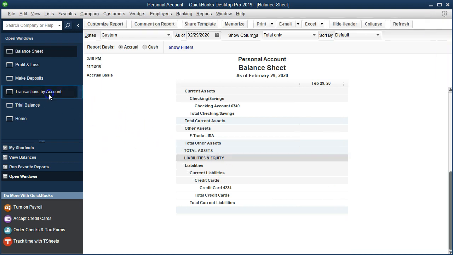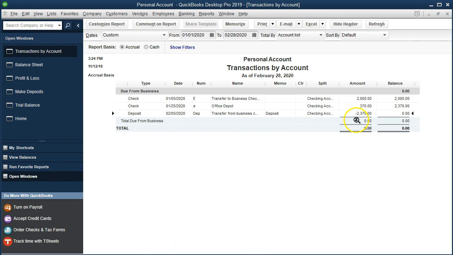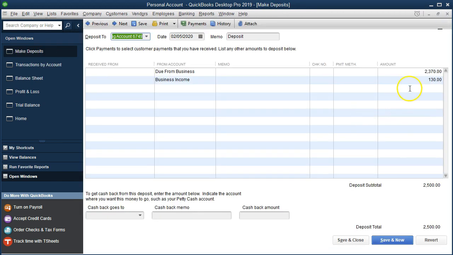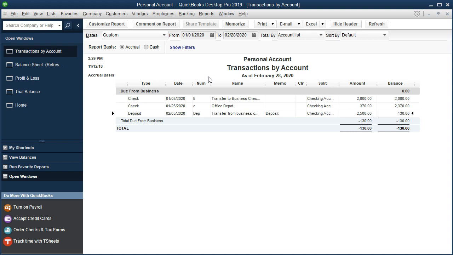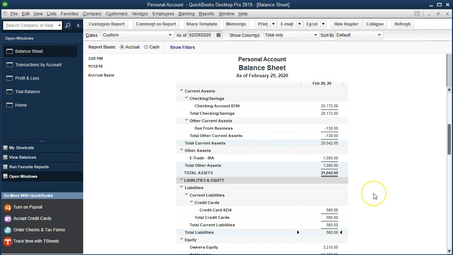Let's just take an example of that. So if we took this transfer account and I said that we don't want the 130 here, but we're just going to make the whole thing the 2,500. That's the full amount, and save and close. Then we can go back to this transfer account and match these two things out.